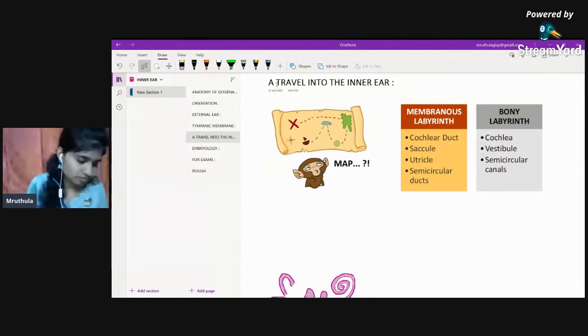Yeah, very good. 10th cranial nerve is the vagus nerve and 9th is the glossopharyngeal nerve. Okay. So now that we have crossed the tympanic membrane and entered the middle ear cavity, we are going to enter into the inner ear.